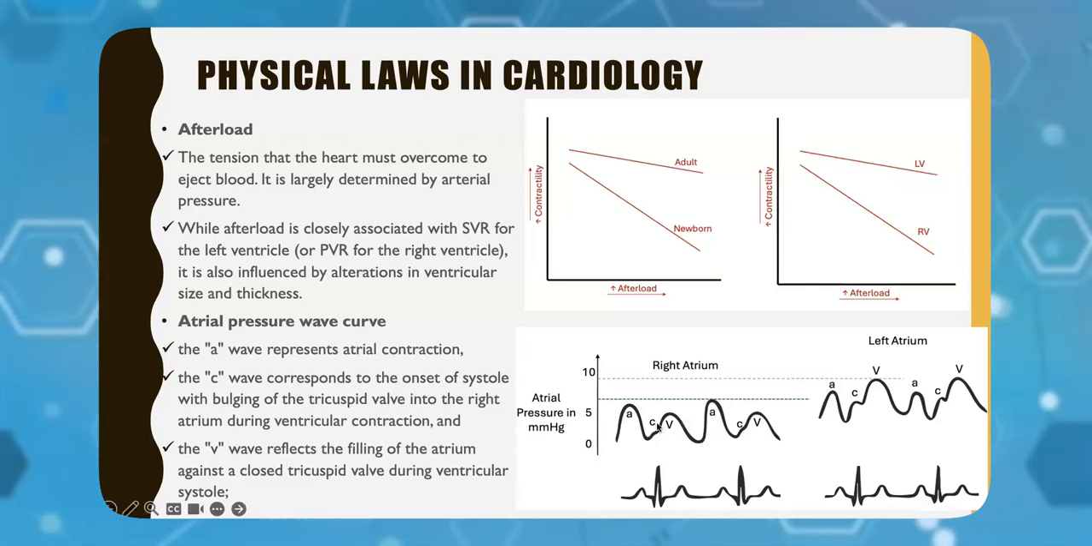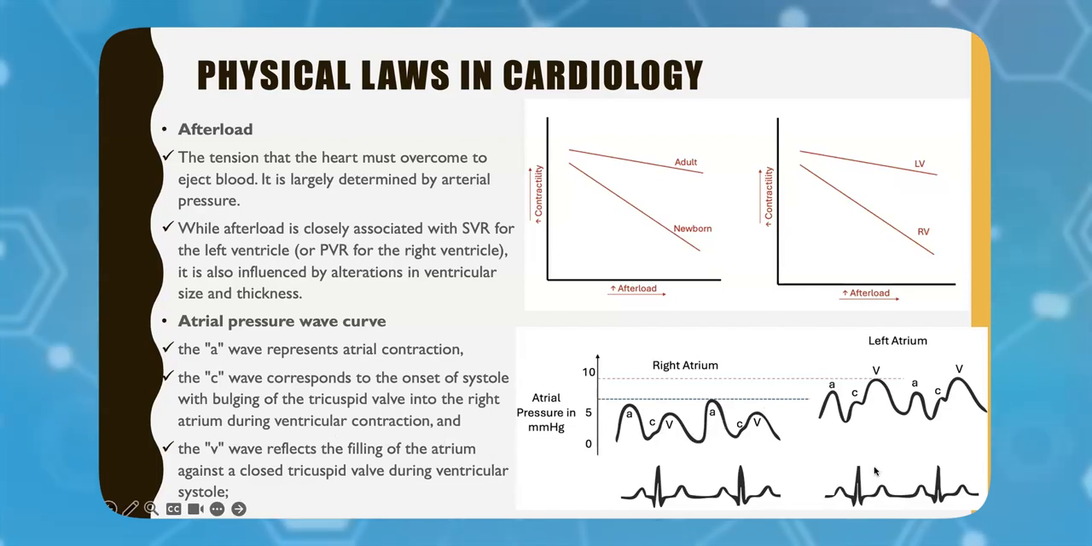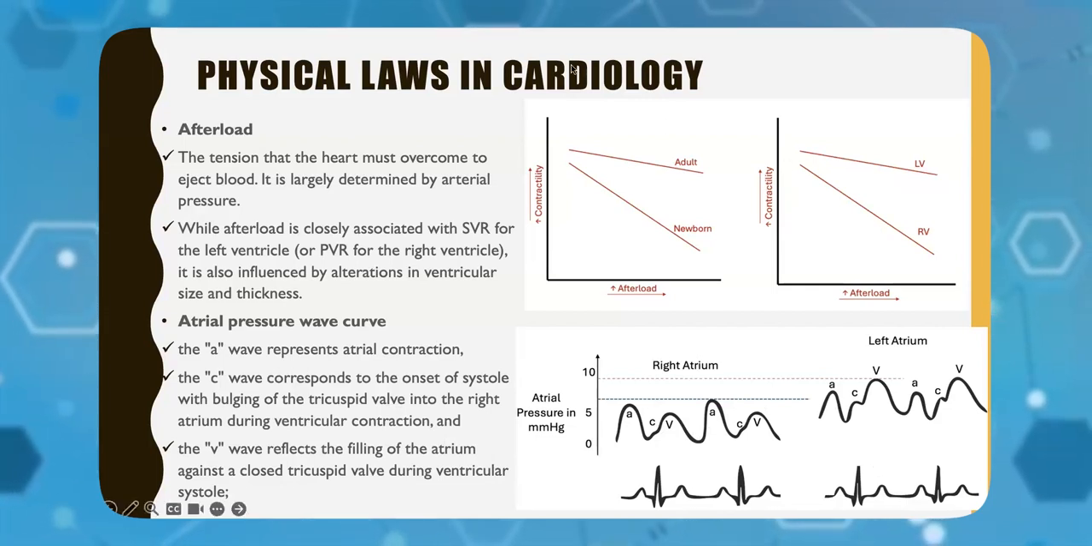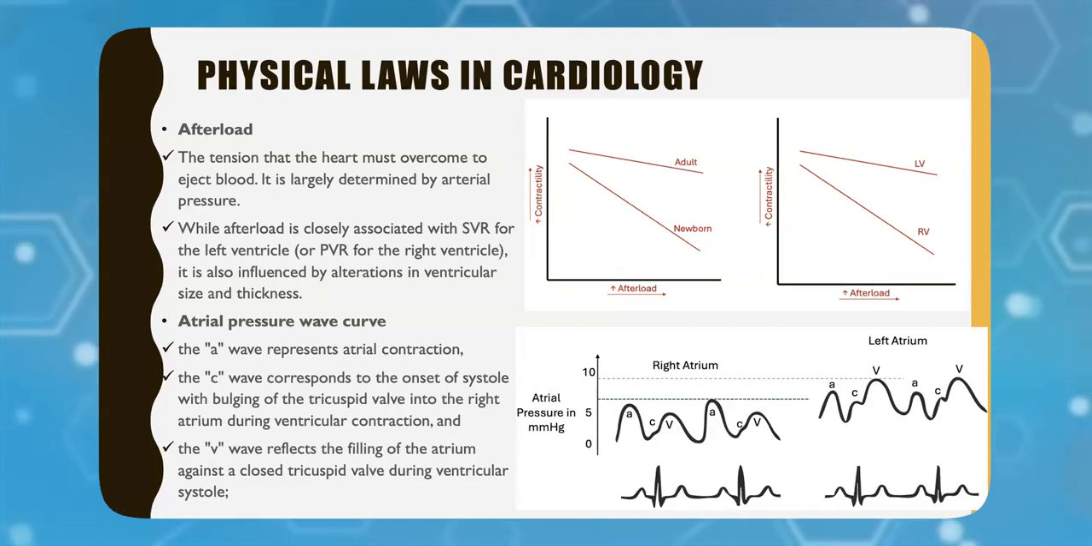You can see that in the right atrium, the A wave is more prominent, and in the left atrium, the V wave is more prominent. Why is it so? If anybody knows, write it in the chat box. Otherwise, I'll tell after 5 minutes or so.